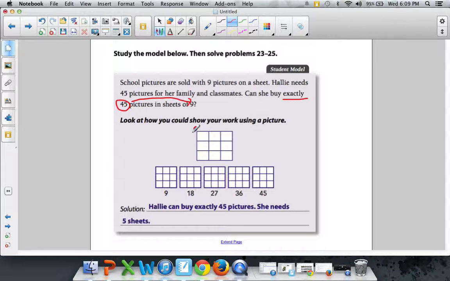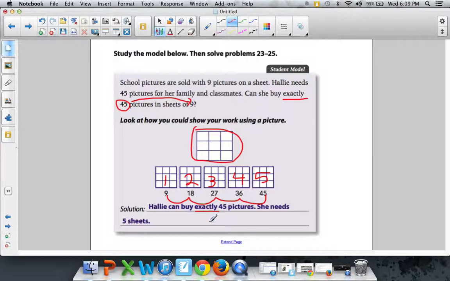Check it out. This is what a 9 sheet looks like. And here they're counting it for you. 9, 18, 27, 36, 45. And this should ring a bell because of your times tables. 9 times 1 is 9. 9 times 2 is 18. 9 times 3 is 27. 9 times 4 is 36. And 9 times 5 is 45. So the solution: Haley can buy exactly 45 pictures. She needs 5 sheets. Booyaka.